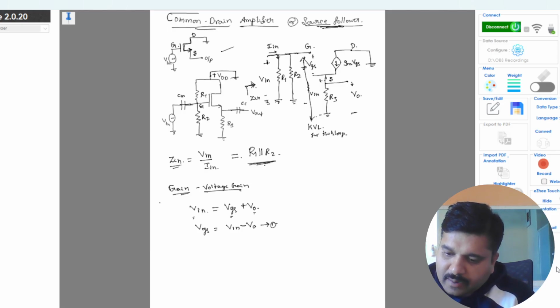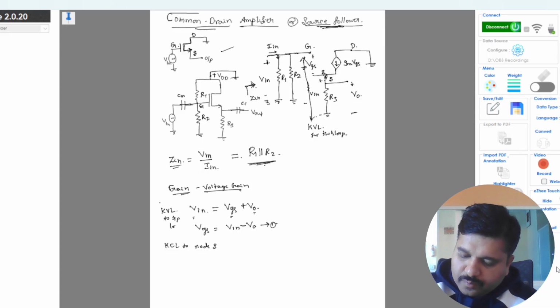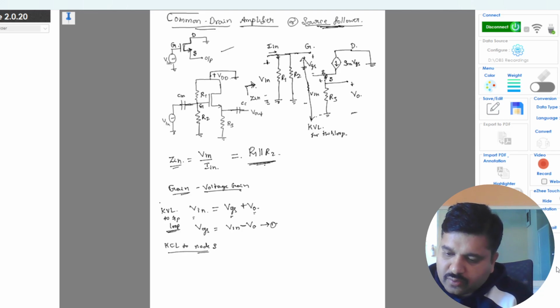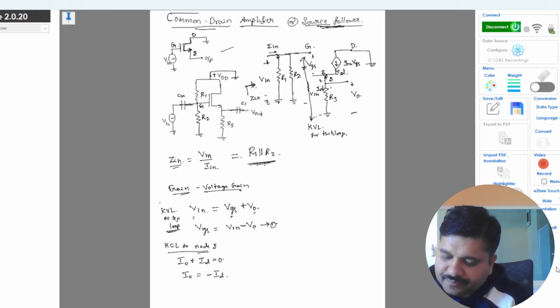Fine. So now I will apply KCL to the node S. This is KVL to the input loop, and this is KCL to the node S. For this KCL to the node S, you have I0 and ID. So that is I0 plus ID is equal to 0. Both the currents are coming to the node S. Okay, so I0 I can write as minus ID. I0 I can write as V0 by RS is equal to ID.